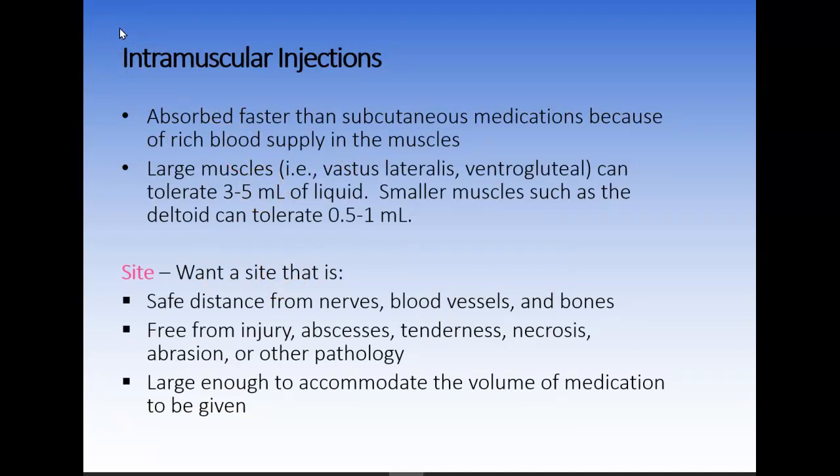And then there are some times when we're going to use IM injections, right? Intramuscular. This is absorbed faster because of the rich blood supply in the muscles. The large muscles are what we use. The vastus lateralis, which is the outer aspect of the quadricep. The ventrogluteal, which is the upper aspect of the gluteus on the outside. And then you can use the deltoid, which can tolerate up to 1 milliliter.